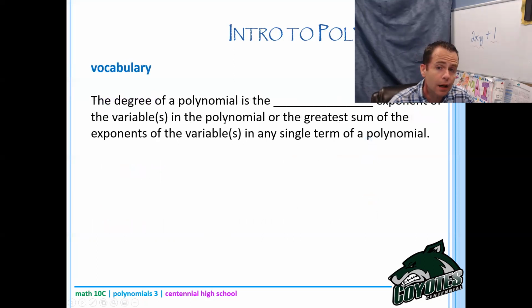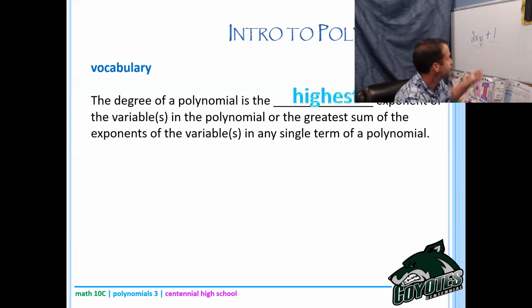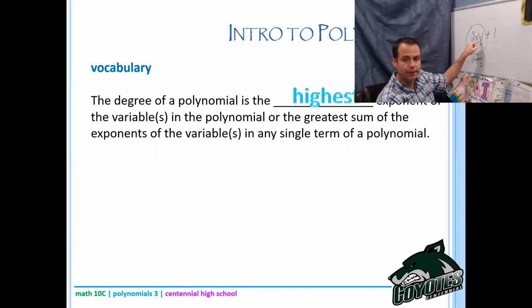Now, the degree of the polynomial is the highest exponent of the variables in the polynomial, or the greatest sum of the exponents of the variables in any single term. Now, what I mean by that, take a look at this guy for a second. We have a term here that has two different variables. The exponent on x is a 1, and the exponent on y is also a 1. So this term would actually be a degree 2 because we add the separate exponents together in the same term. Okay, so this is 1 plus 1, so that would be degree 2.